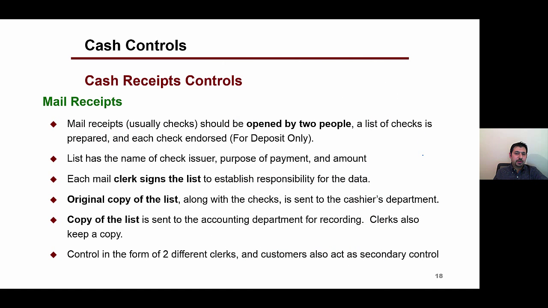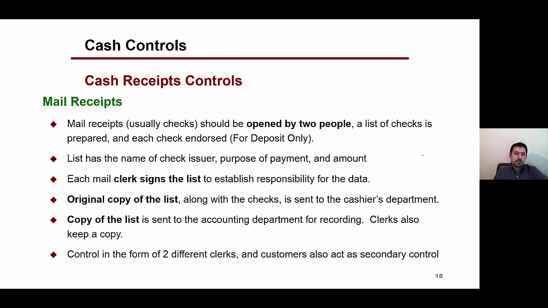The other type of cash receipts would include mail receipts, and in this case, this is when the customers are paying by checks. Any checks that are received must be opened by two people. This is to make sure that no one just hides a check. So basically, the checks are opened by two people.